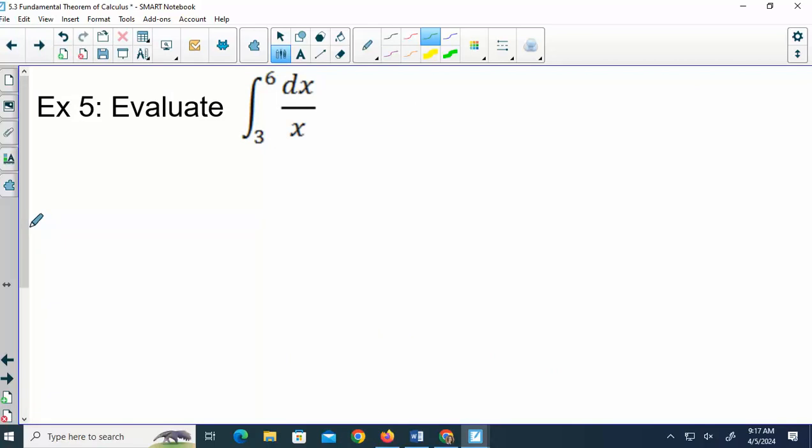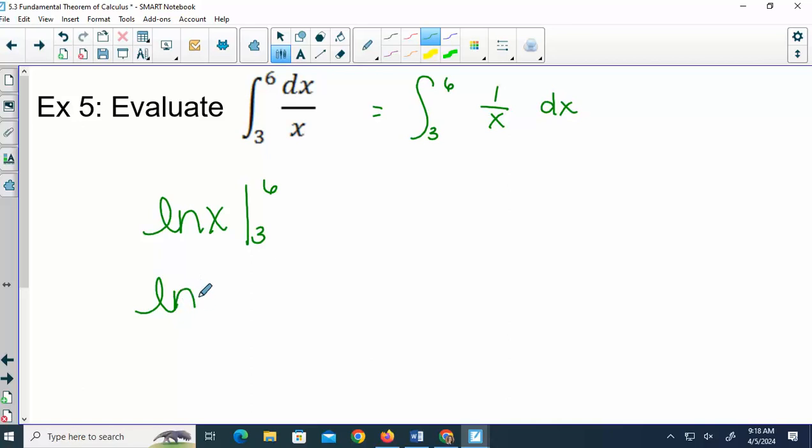If I asked you to evaluate this integral, you could rewrite this if you wanted. dx over x is the same as saying 1 over x dx. What has a derivative of 1 over x? So we get the natural log of 6 minus the natural log of 3.